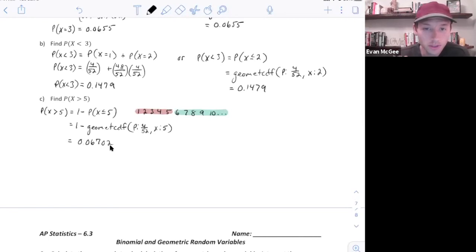So think about what we just did here. We had to calculate the probability of X being greater than 5. So these are the values that are greater than 5. So I found this probability in the calculator and subtracted it from 1 because that left me with this value here. That's the way the complement rule works.